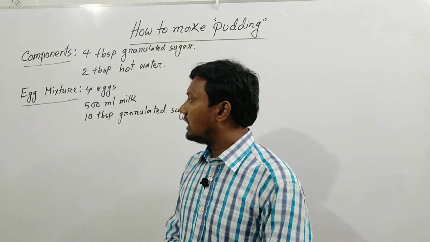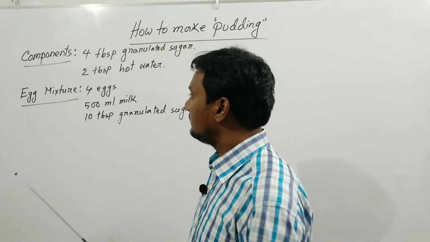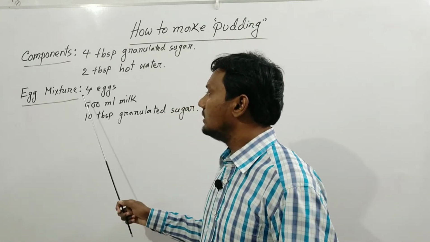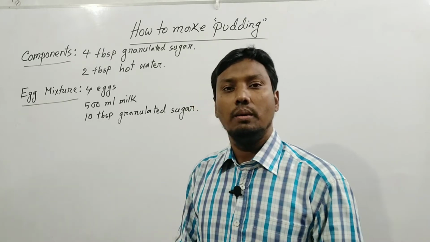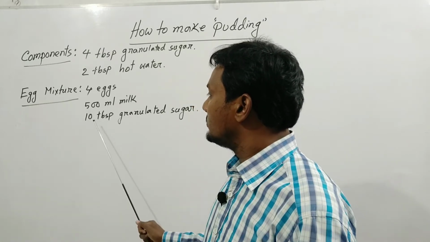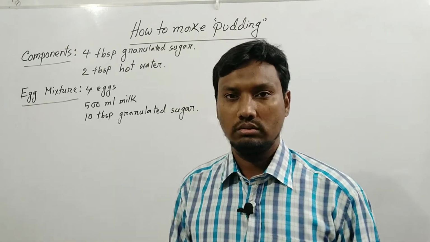Then we should learn about the egg mixture. The egg mixture is 4 eggs, 500 milliliter milk and 10 TBSP granulated sugar.